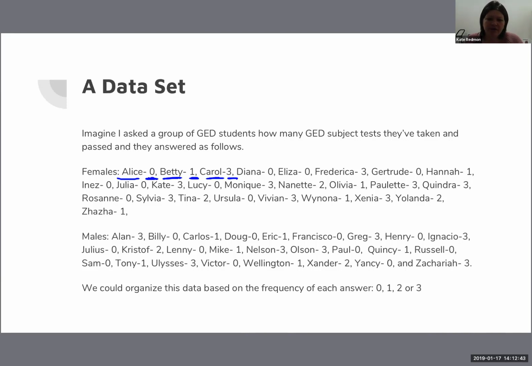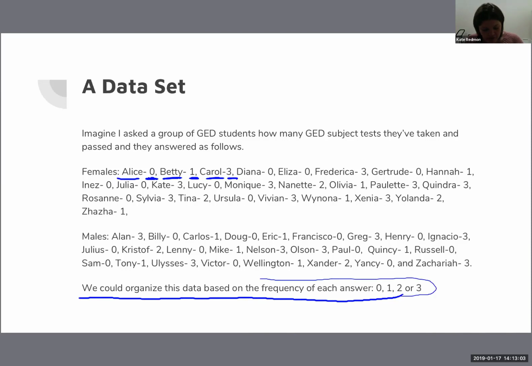It's just information everywhere. And so we can use any one of these types of frequency charts and graphs in order to organize this information. Okay, and what we're going to look at organizing this information on today is based on the frequency of each answer. So basically, how often I got the answer 0, how often I got the answer 1, 2, or 3. Okay, so let's look at some examples.